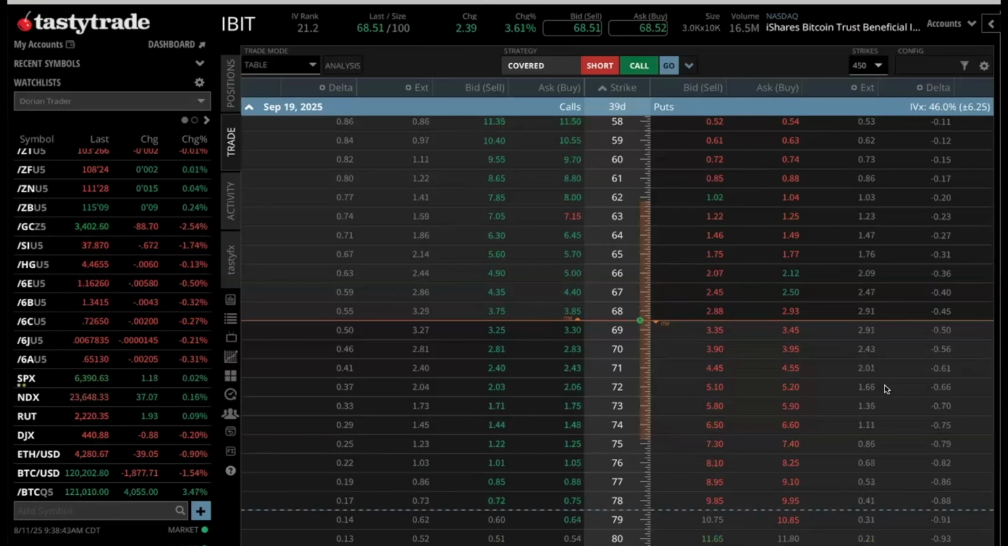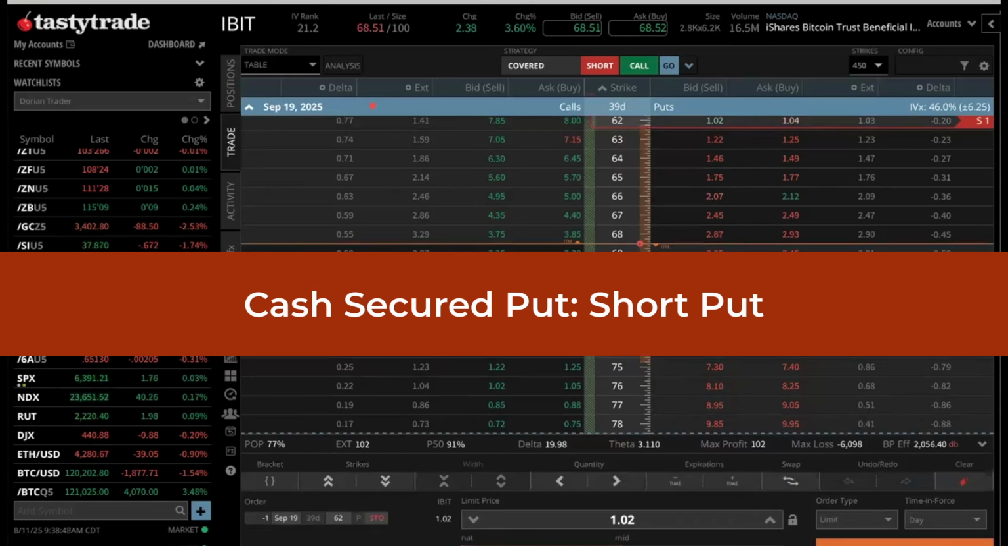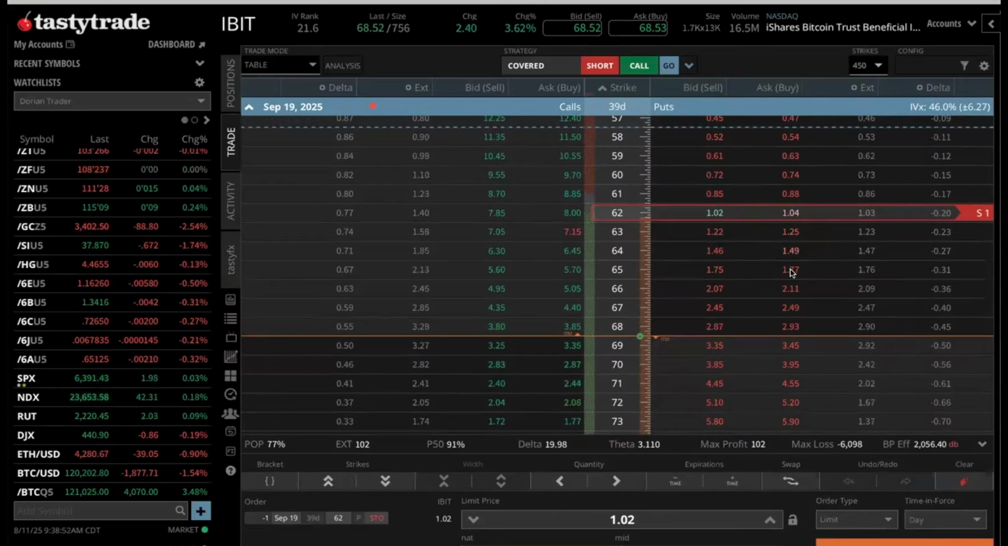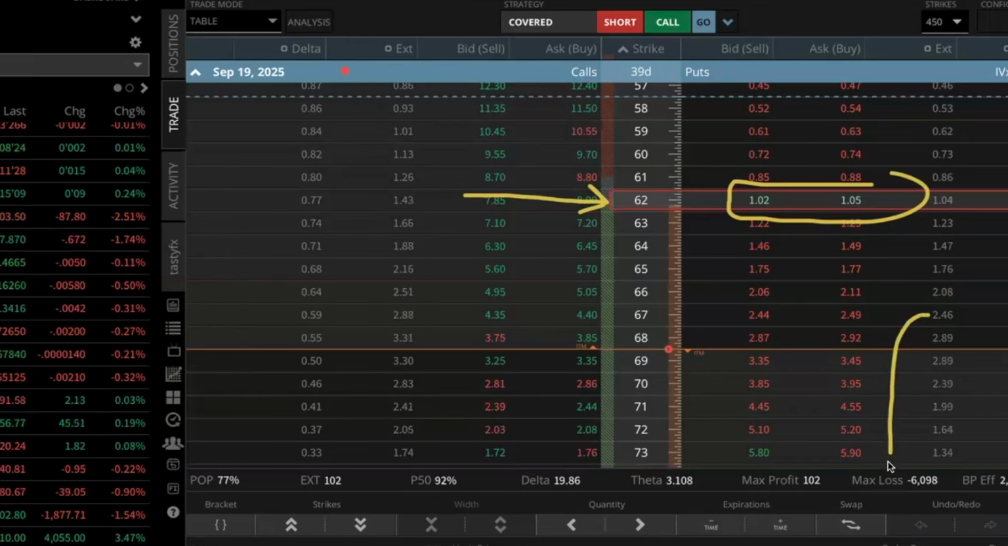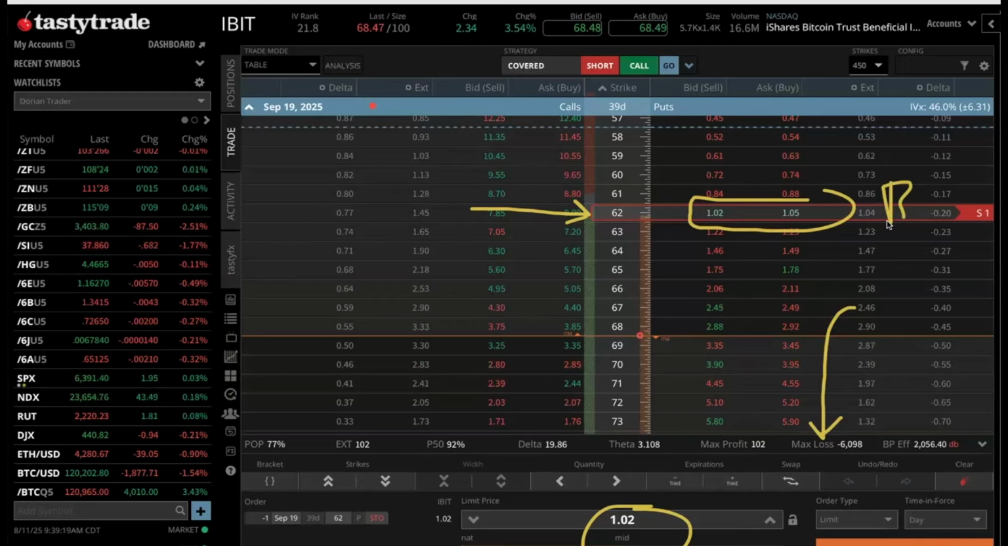If we were starting off and we were selling this put here, as I say, for a cash secured put, this is a basic strategy, and it would give us the obligation to purchase at the 62 strike. We would collect some money, let's just say $102, $103. That $102, $103 would lower our cost basis, and this would be our cost basis. Its max loss here is at 60.98. And we would be bullish if we were doing this trade.